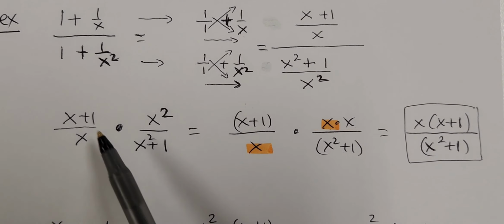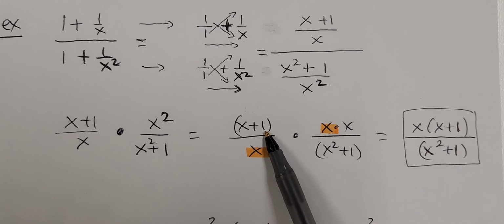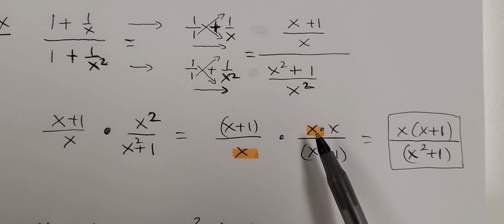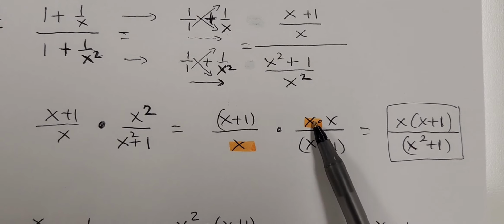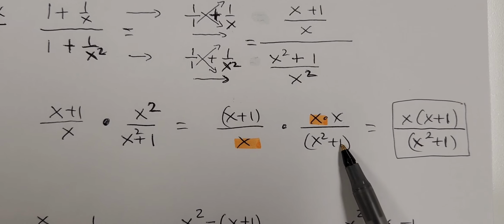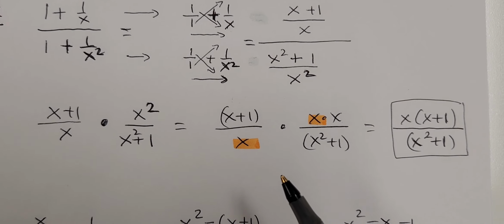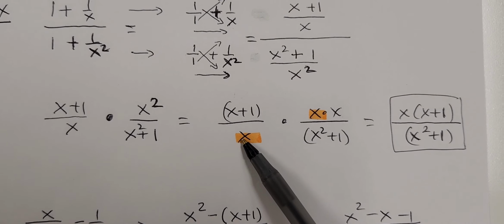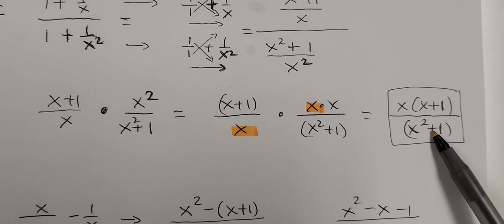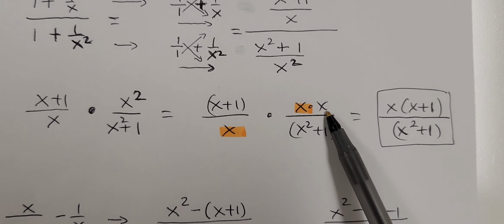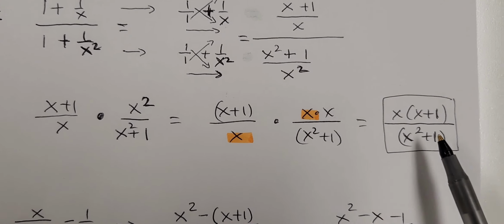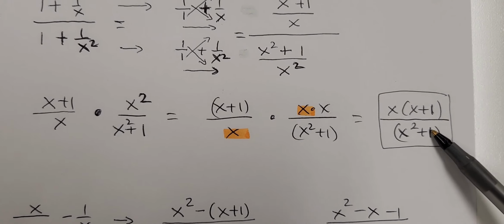Now find the factors. Since x plus 1 is already factored, leave it alone. This x is already factored, leave it alone. This x squared can be rewritten as x times x. This x squared plus 1 cannot be factored, so leave it alone. Anything that looks the same, we cross out. So this x and this x are the same, we cross out. Anything that is not crossed out becomes the final answer. So this x plus 1 and this x are not canceled out, we leave them on top. This x squared plus 1 stays in the bottom, and that becomes our final answer.